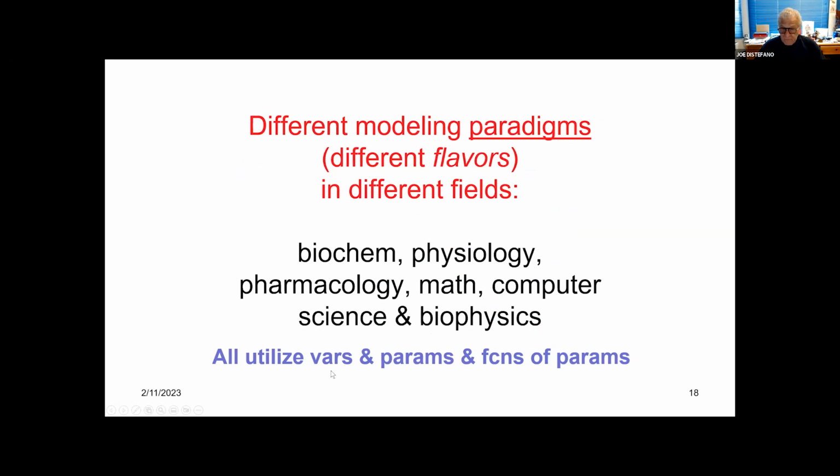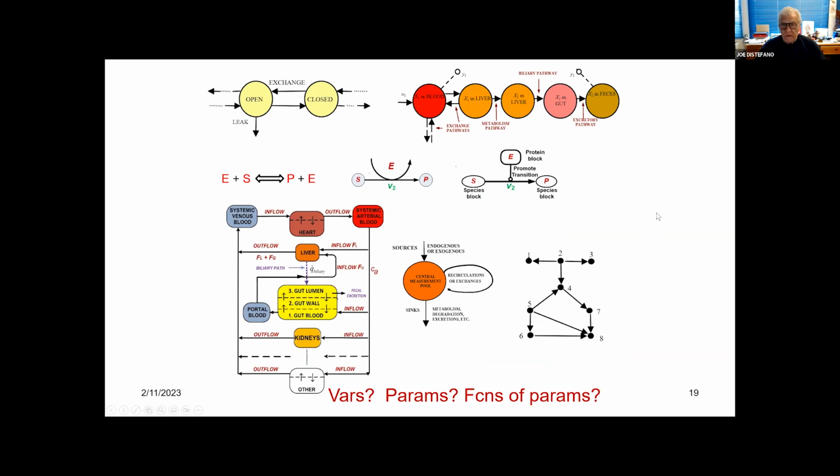Okay, again, supporting the idea that all of the different paradigms, the different flavors, have variables, parameters, and functions of parameters. So here are some of the ways that these paradigms are described: here in pharmacology, here in biology, here in biochemistry, here in physiology, and here in computer science and biology.